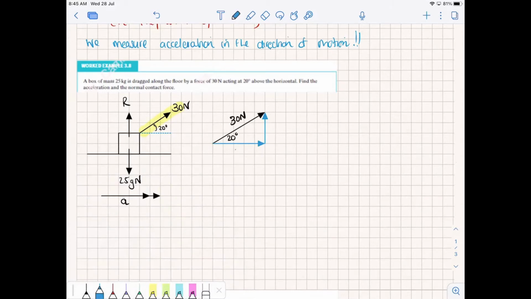So if I just label these X and Y, just so that I keep track of them, I can see that X, the size of force X, happens to be the side adjacent to 20 degrees, so it's going to be cos, so it will be 30 cos 20 degrees. Y happens to be opposite, so it's going to be sine, so I'm going to get 30 sine 20 degrees.